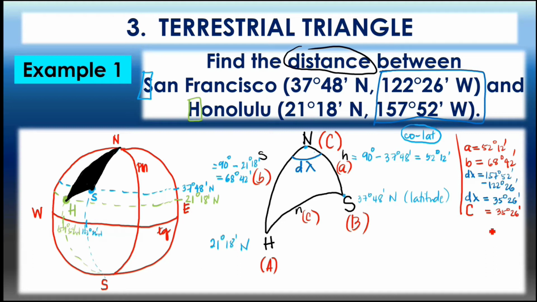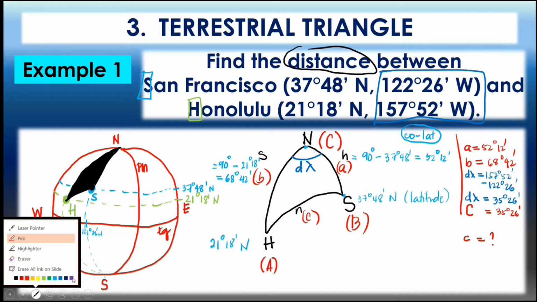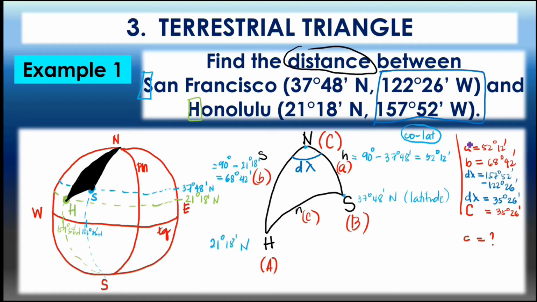Okay, and then what do we need again? We need the small c. If you look at the measurements that we have here, we have A, B, and then big C. So A, B, and C are complete. So what we can use here is the law of cosines. Since we have three sides, the side A, the side B, and the unknown, what we're going to use is the law of cosines for sides. That's it.